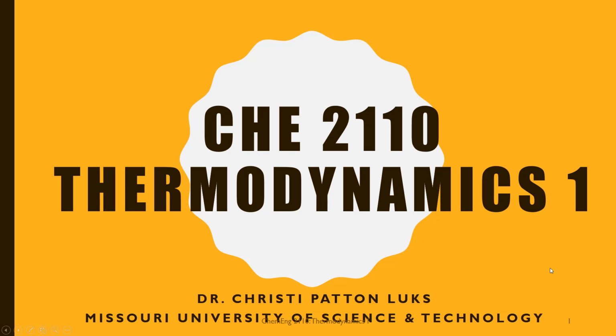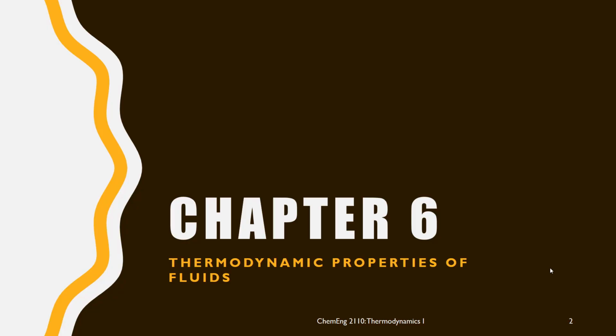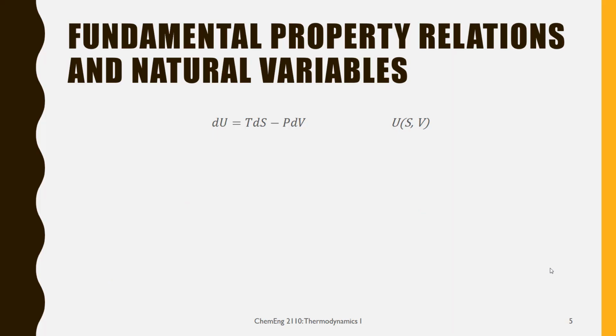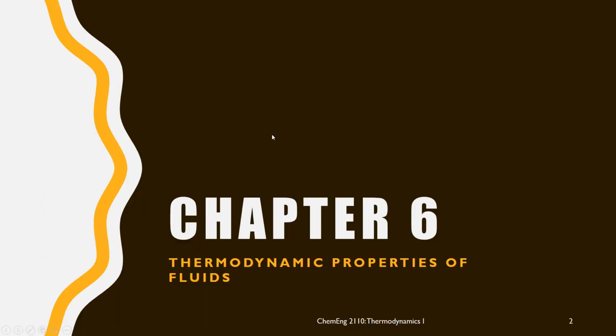In this video lesson, we're looking at Chapter 6 of Thermodynamic Properties of Fluids, and we are specifically looking at fundamental property relations and natural variables. So in this, I have dU is equal to TdS minus PdV, and we derived this from the first law. But if we think of this as a differential, you'll go back to your calculus days, then you get U is a function of S and V, right? Those differentials there indicate this.